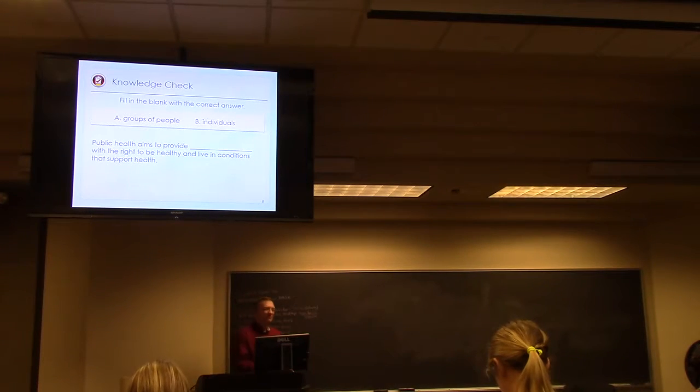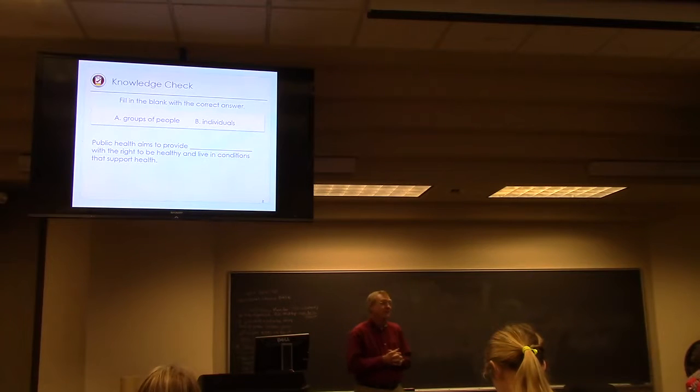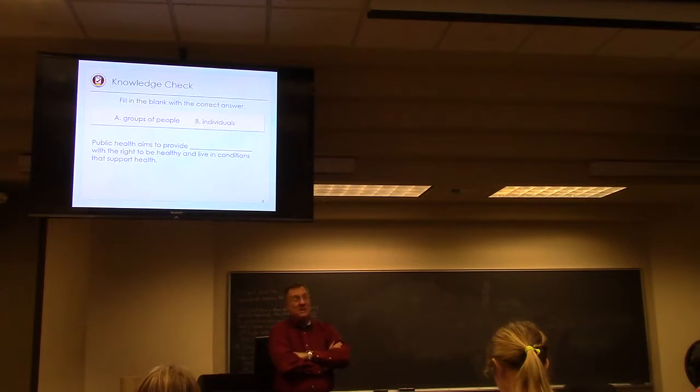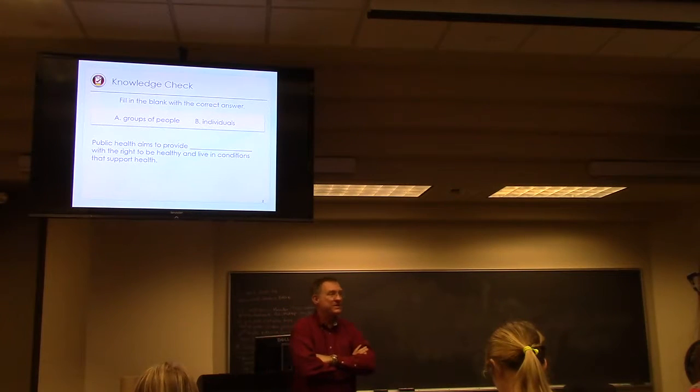Okay. So just a small, easy one. Fill in the blank. Public health aims to provide what? Groups of people or individuals with the right to be healthy and live in conditions that support health. We're talking about larger groups of people when you're looking at public health. Look in that definition, there's one more word that you're also going to have to deal with, and you may already be dealing with this politically at some level. The right to be healthy and live in conditions.